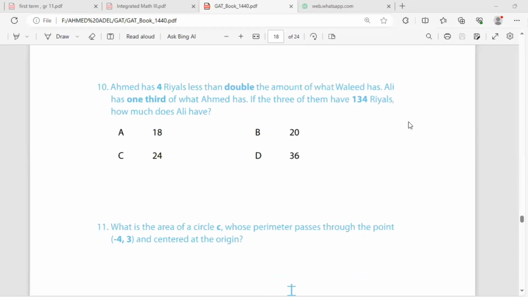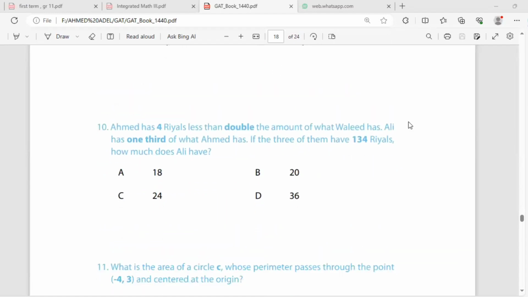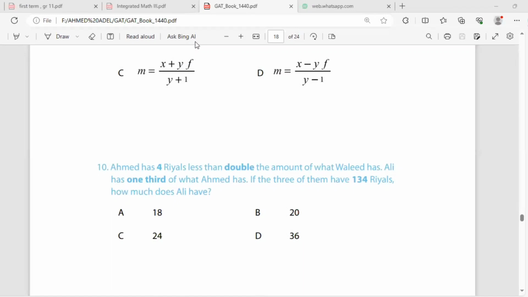Okay, Ahmed has 4 riyal less than double the amount Walid has. Let Ahmed be A, Walid be W, and Ali be Y. Okay, Ahmed has 4 riyal less than double the amount of Walid. So Ahmed, A, equals 4 riyal less than double the amount of Walid, so 2W minus 4. Okay, and here Ali is 1/3 of Ahmed.